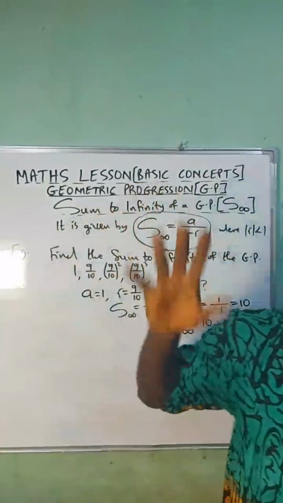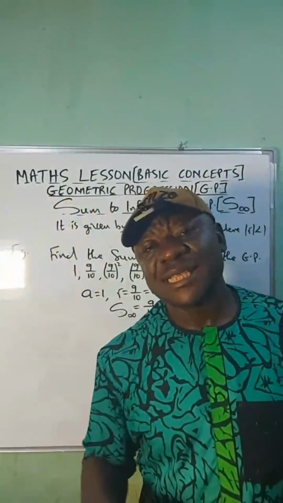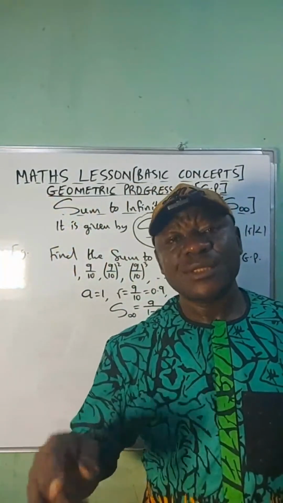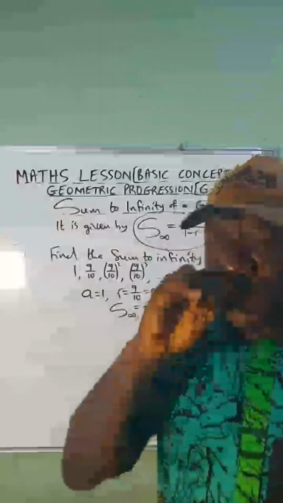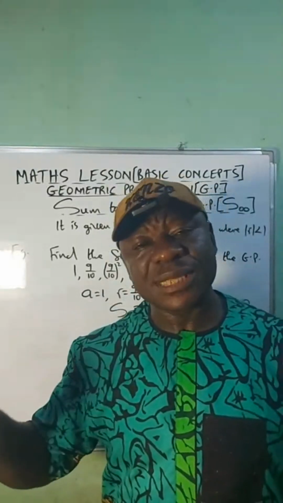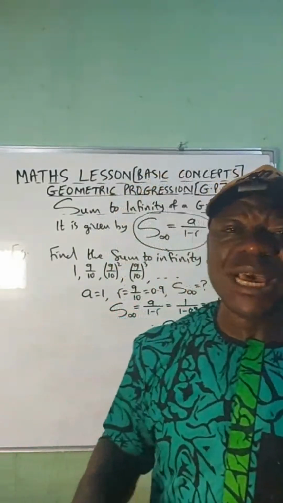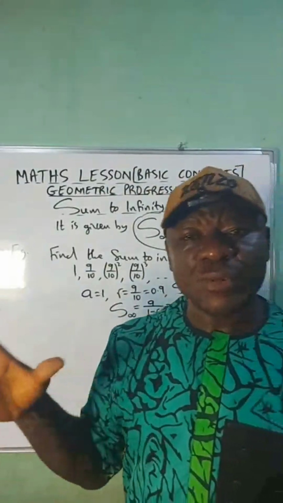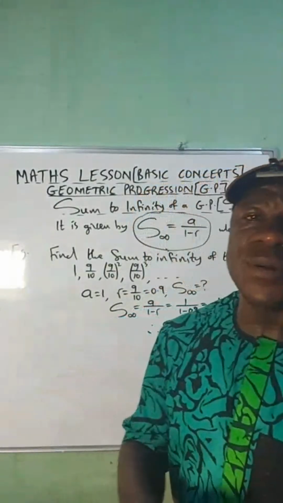Or you should prove that the sum of the first n terms of a GP, Sn, is equal to a into r to the power n minus 1 all over r minus 1 for common ratio greater than 1, or Sn equals a into 1 minus r to the power n all over 1 minus r for common ratio less than 1. When we do that too, then we'll wrap up for now.